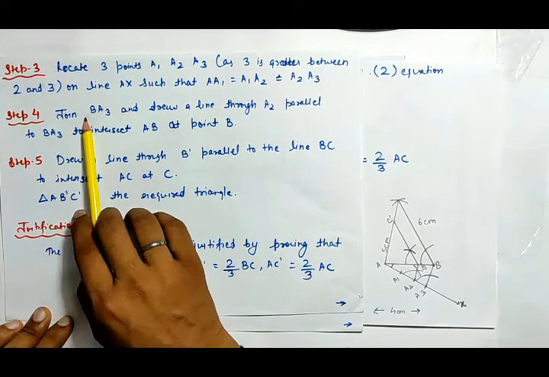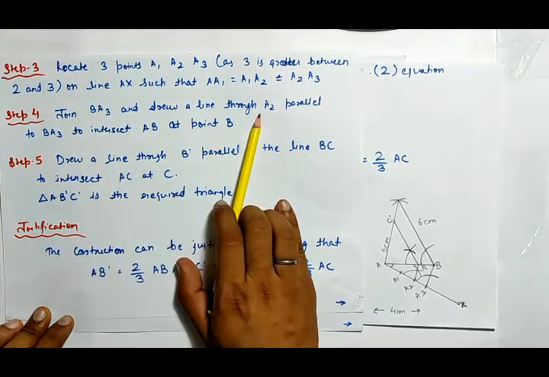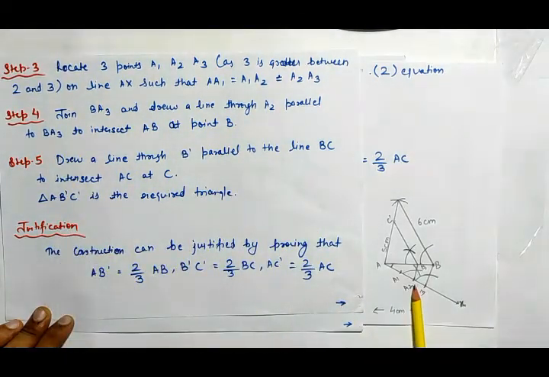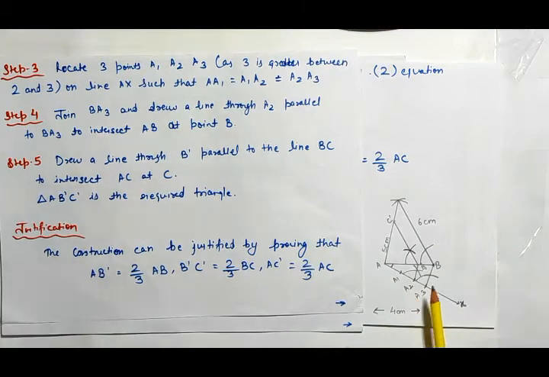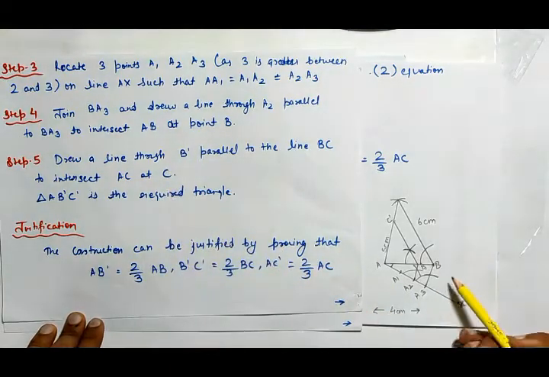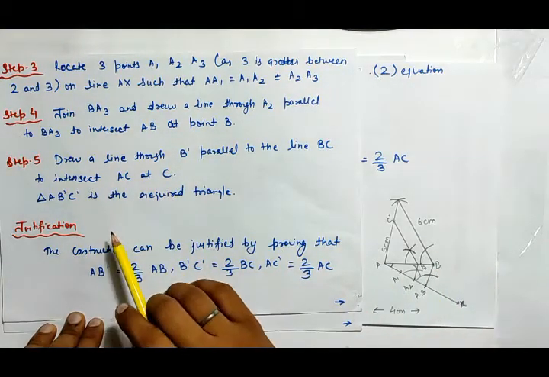Step 4 is join BA3 and draw a line through A2 parallel to BA3. We have to draw a line parallel to BA3 to intersect AB at the point B dash. So this is the point B dash which intersects the line.